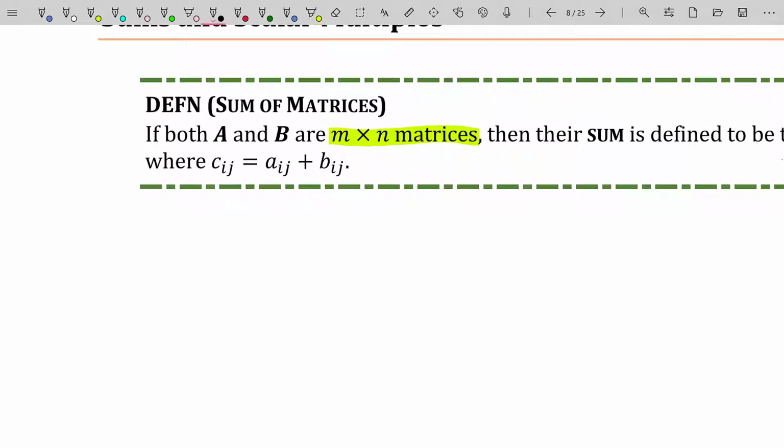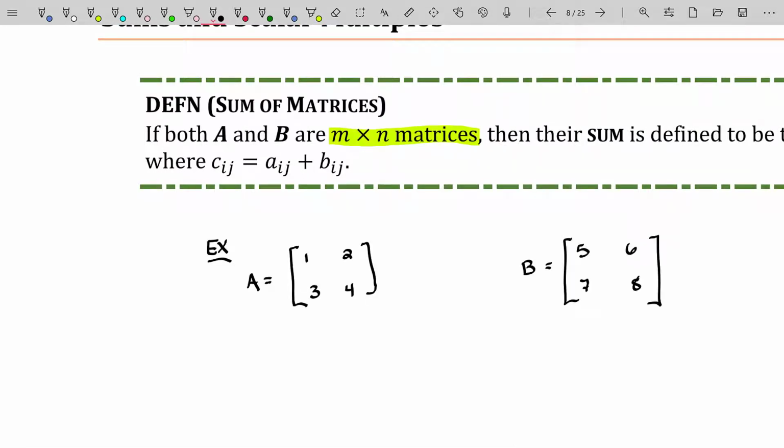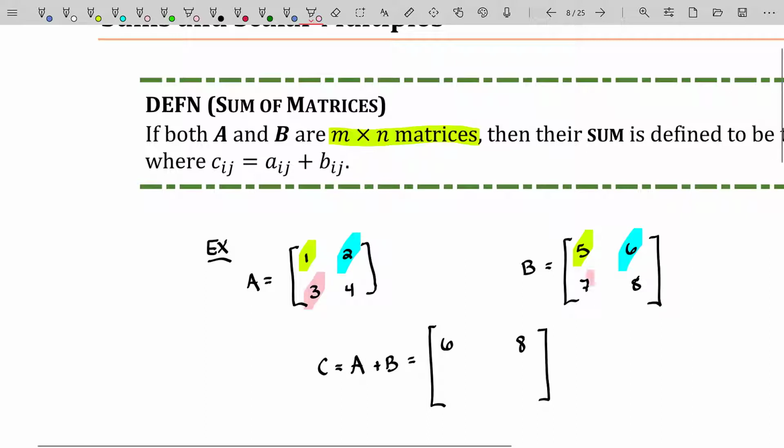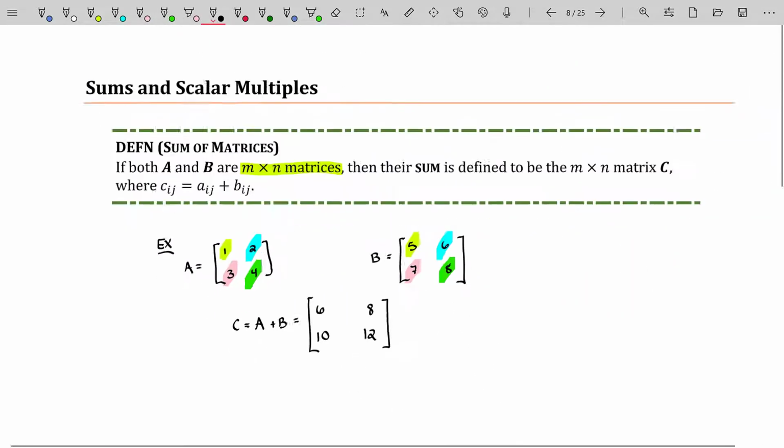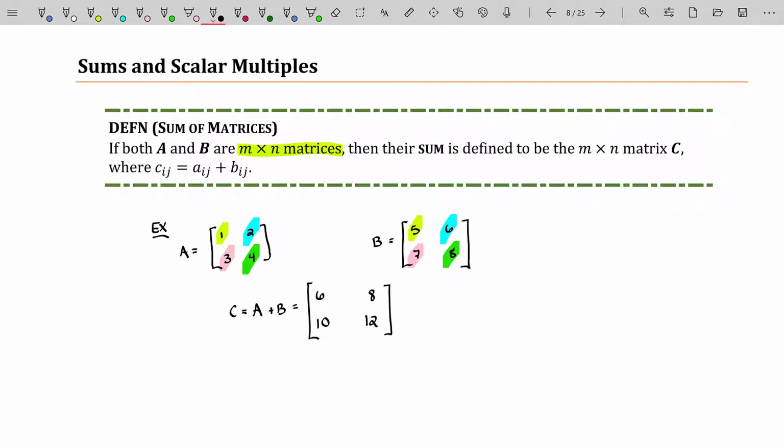For example, if matrix A was 1, 2, 3, 4, and matrix B was 5, 6, 7, 8, then their sum would take corresponding elements and add them. For example, 1 plus 5, 2 plus 6, 3 plus 7, and 4 plus 8. And I'm just seeing if you're awake, that's actually 12. There's not much else I can say about that because it's pretty much self-explanatory, right? That's somewhat obvious to most people.